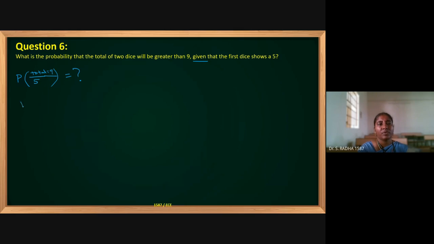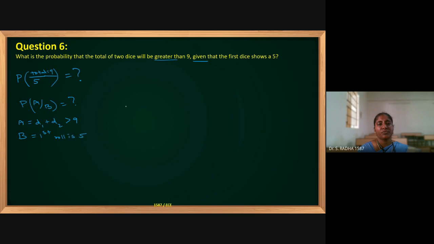If we take this as A given B, A is nothing but dice 1 plus dice 2 total is greater than 9. This is the probability A. Now B is the first dice: the first roll equals 5.